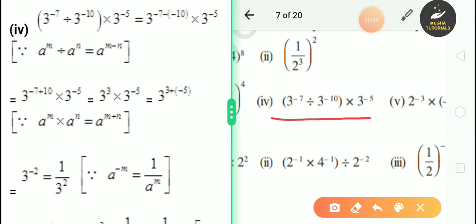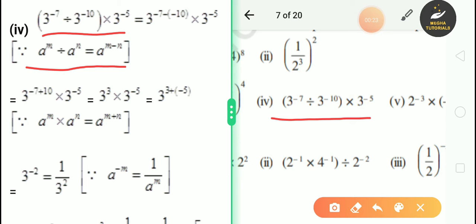Question 4. 3 raised to minus 7 divided by 3 raised to minus 10 into 3 raised to minus 5. Okay, so we'll solve the first bracket, that is 3 raised to minus 7 divided by 3 raised to minus 10. Using this law, a raised to m divided by a raised to n is equal to a raised to m minus n.